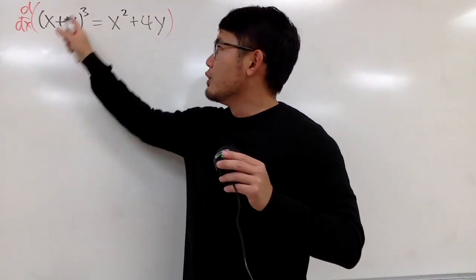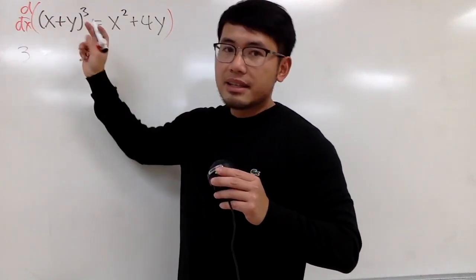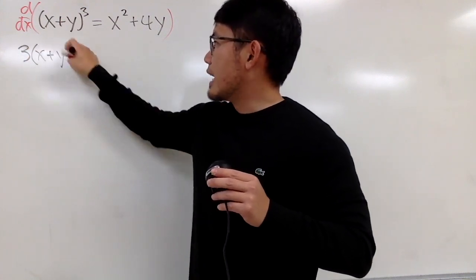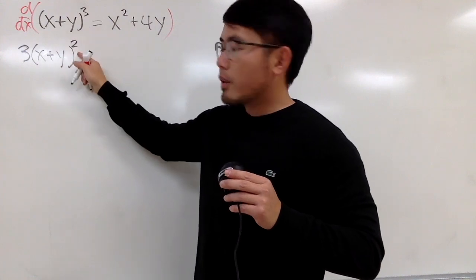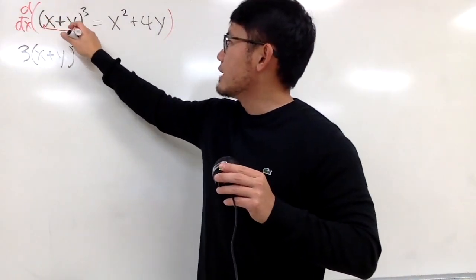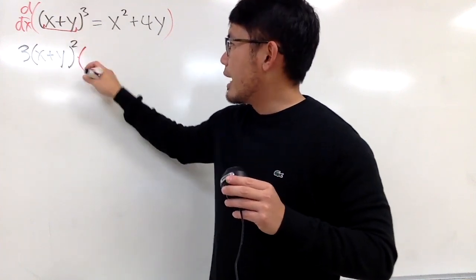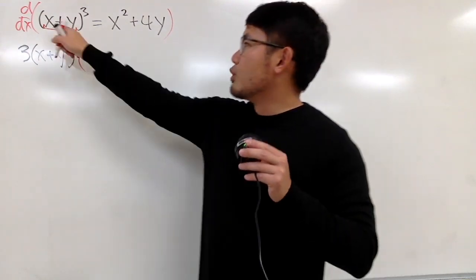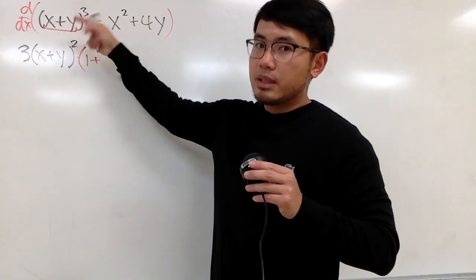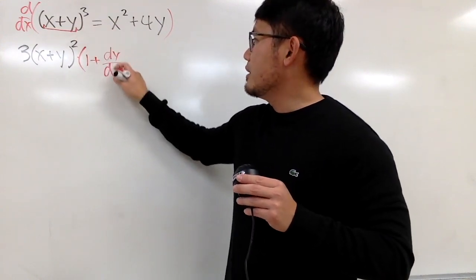Differentiating this part, you first bring the 3 to the front. So we have 3, and the inside stays the same. So we have x plus y inside, and this will be to the second power now. And then the chain rule says we have to multiply by the derivative inside. Notice that here we have two terms, so be sure you multiply with the parentheses. The derivative of x is 1, and then we add y. The derivative for that is dy/dx. So let's put that down here.